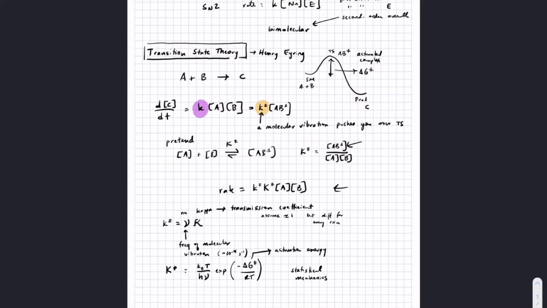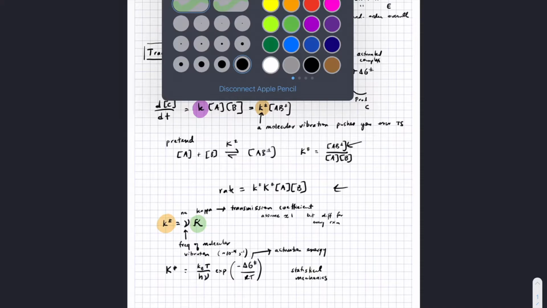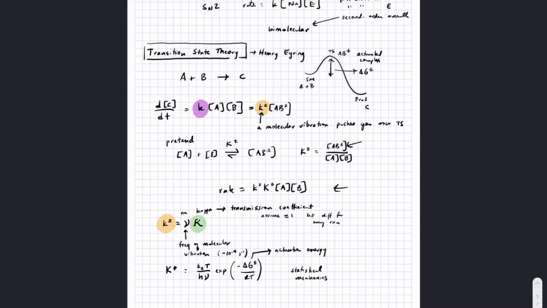k double dagger is the rate constant for conversion of the activated complex into product, and it's derived from the frequency of a molecular vibration multiplied by some percentage of molecular vibrations that result in product. That's the other k, or kappa. Let's see, I've got three different colors. Now we'll go pink. Big K double dagger is the equilibrium constant for conversion of starting material into activated complex.